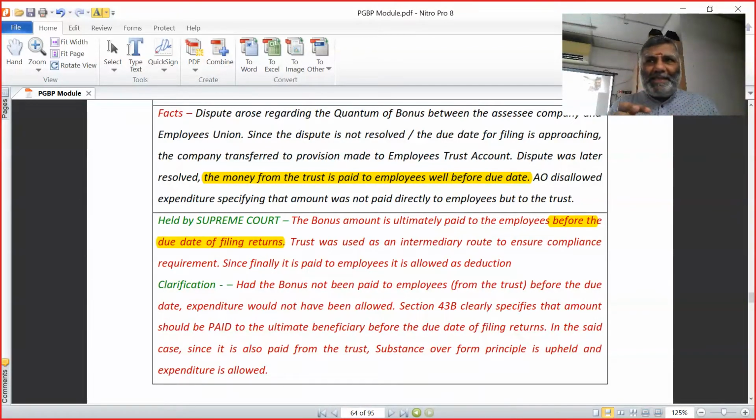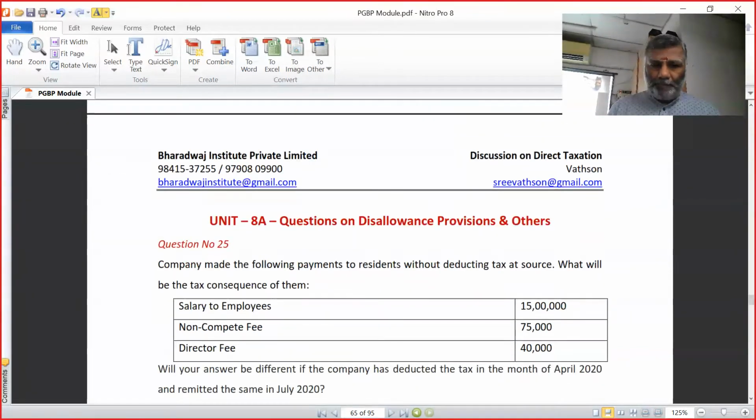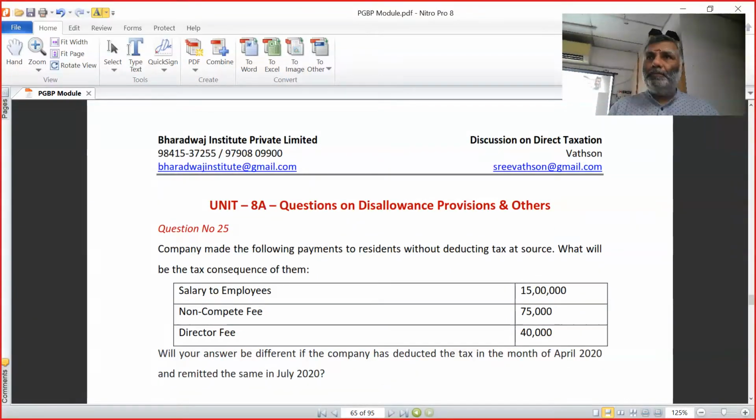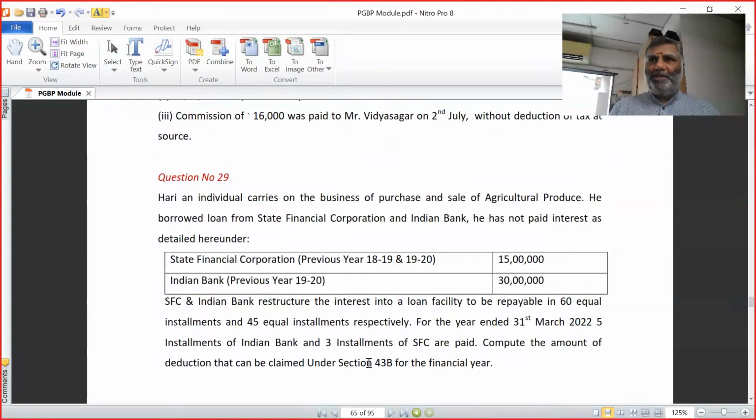Actually, with this, the case law part of the PGBP chapter gets completed. Whatever case laws we have covered, those are all the case laws. If at all in May 22 there is any new case law, we will see that later. But these are all the case laws. Yes, an intermediary trust or anything, it should be an employee welfare trust.